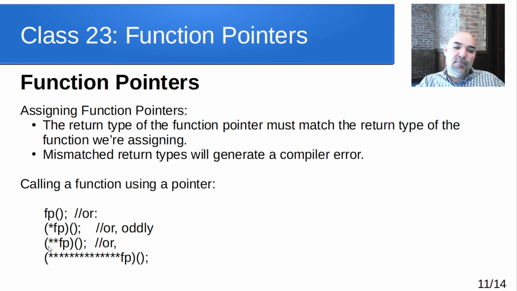Or oddly, you can put as many asterisks as you want in front of that FP, because the thing pointed to by the function pointer evaluates as the same address that you had to begin with. So as many times as you say, give me the thing pointed to by the thing pointed to by the thing pointed to by the thing pointed to by the function pointer, it's always going to point at that function. And if we get the thing pointed to by that function, it's going to be the function pointer and so forth. So you can really put as many as you want.